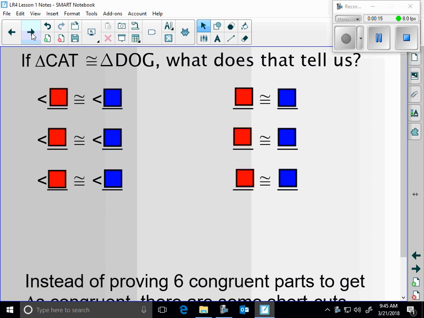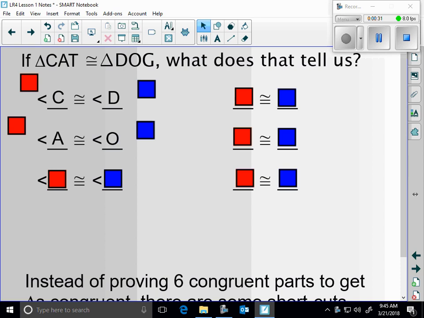3 of those are angles that are congruent. Can you name a pair? Angle C with angle D, sure. Right, first letter, angle C and angle D. Then angle A with what? O, and T with G. Good. Perfect. It's 3 congruent angles if these 2 triangles are congruent.